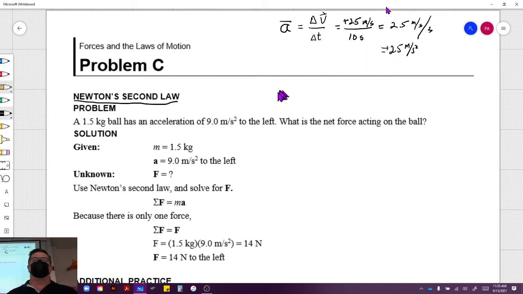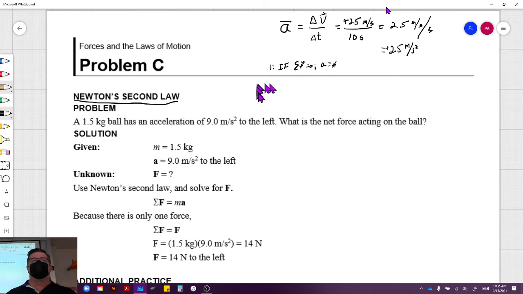Where this really comes into play is in Newton's second law. Newton's first law was if objects are in motion, they stay in motion. If objects are at rest, they stay at rest, if there's no force acting on them, right? So the first one was, if the sum of the forces equals 0, then our acceleration equals 0. Our velocity won't change. We won't have a change in motion if we don't have a net force.